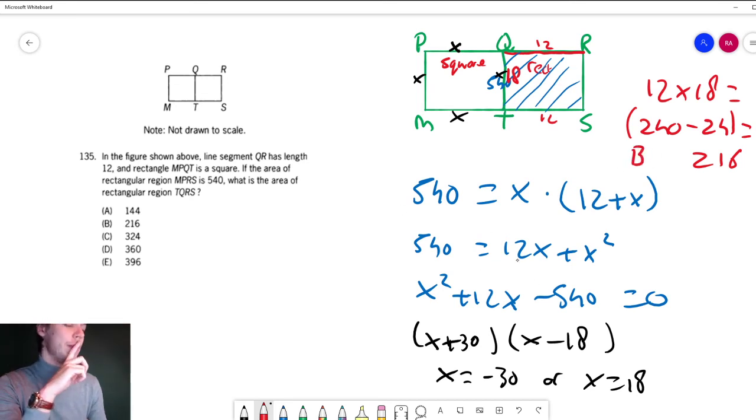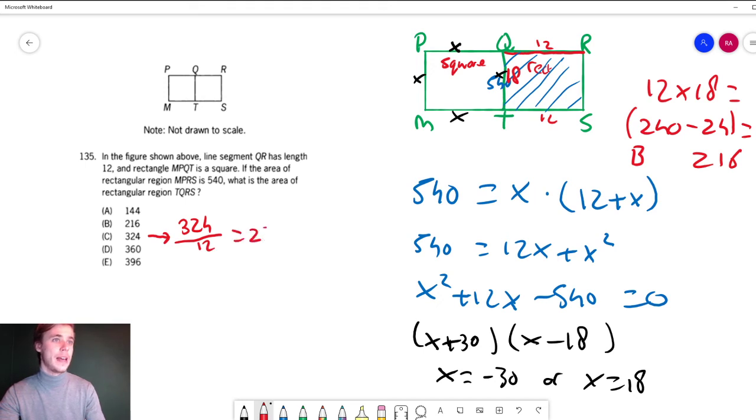If you have trouble with this, is it possible to do it by working backwards? Then we start with C. Could the area be 324? We know this one is 12. So then we have to calculate, okay, what is x? So x is 324 divided by 12, which is 27. Yes, 27. So if this was 27, then 27 times 12 is 324.